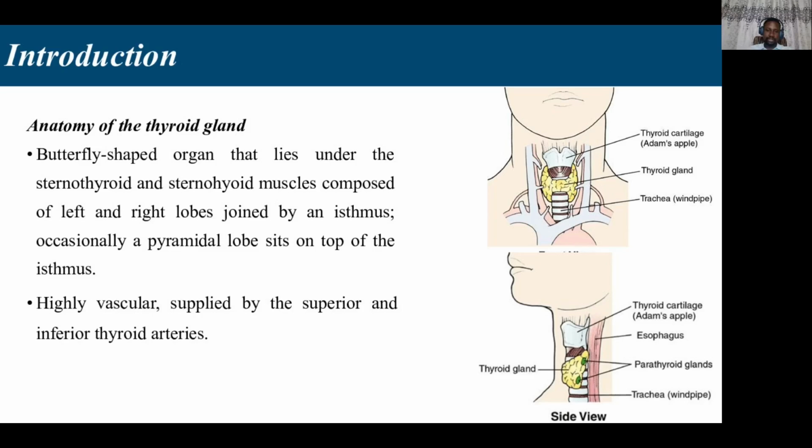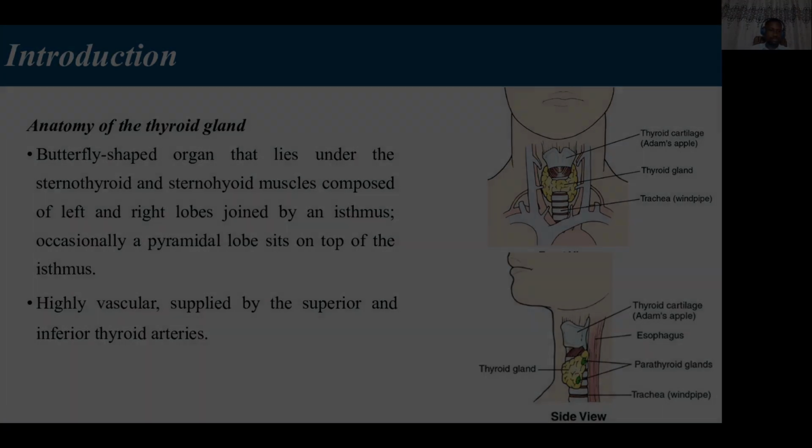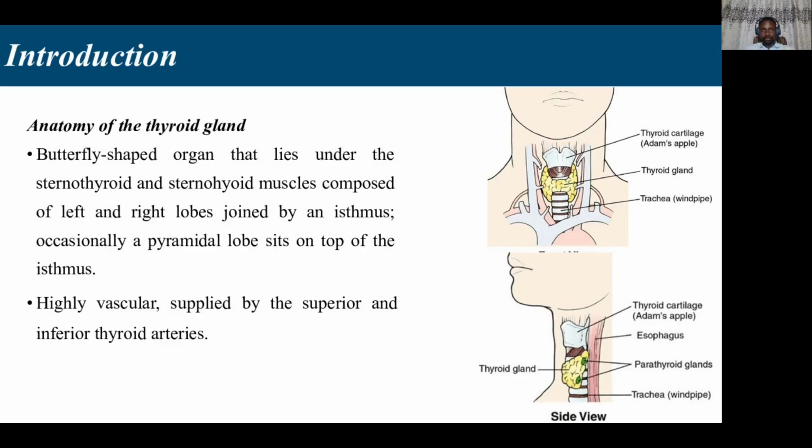Briefly talking about the arterial supply, the thyroid gland is supplied by the superior thyroid artery, which is a branch of the external carotid artery. It is also supplied by the inferior thyroid artery, which is a branch of the thyrocervical trunk. In rare cases, the thyroid ima artery also supplies the isthmus and the lower parts of the thyroid gland.